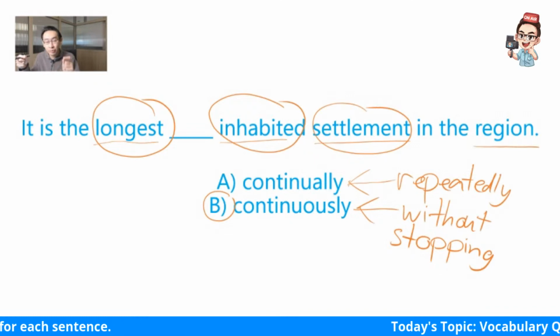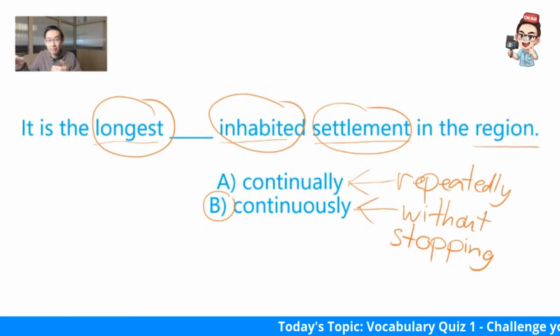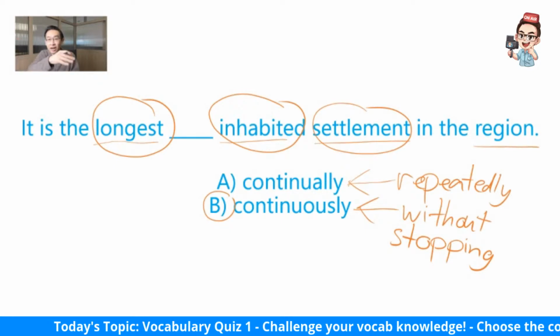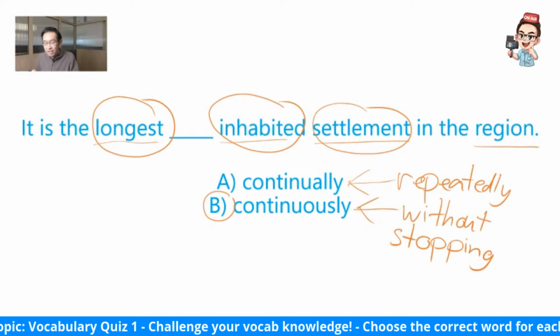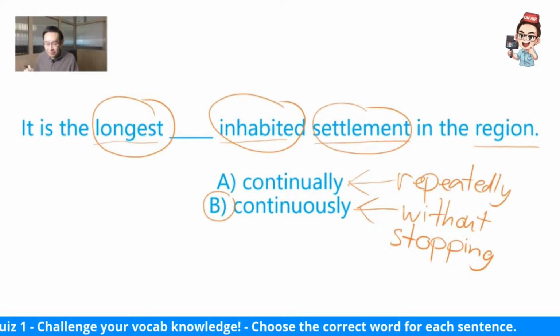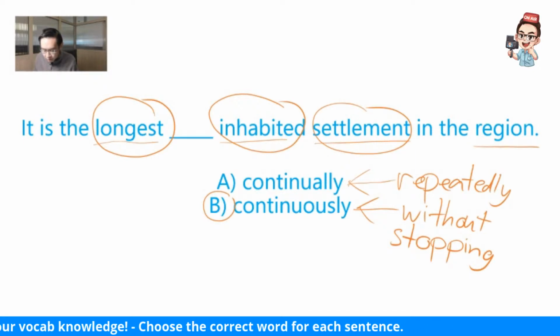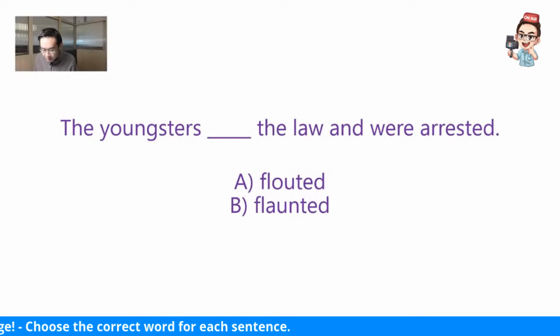Continually is just repeatedly, but not all the time. So maybe start, stop, but continuously is like start and then keep going on without stopping. So we say B, all right? Let's now go to our fifth sentence. All right, this is our fifth sentence.